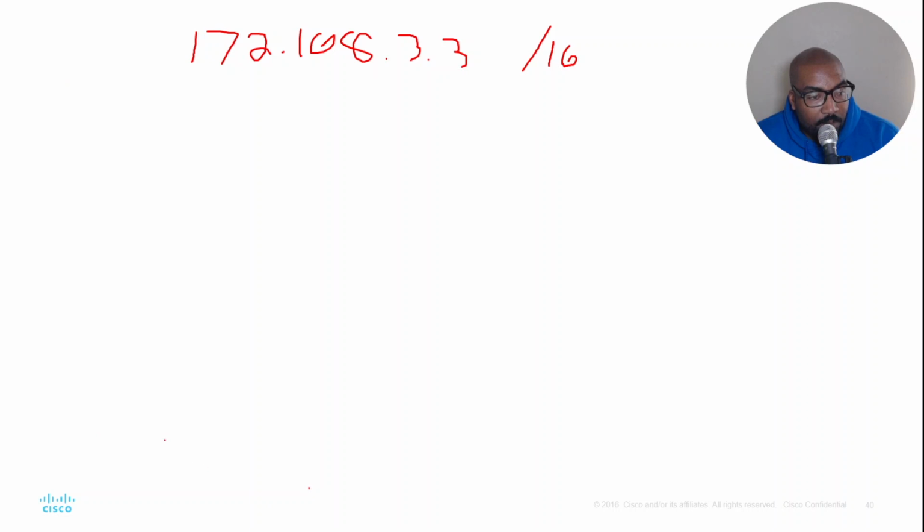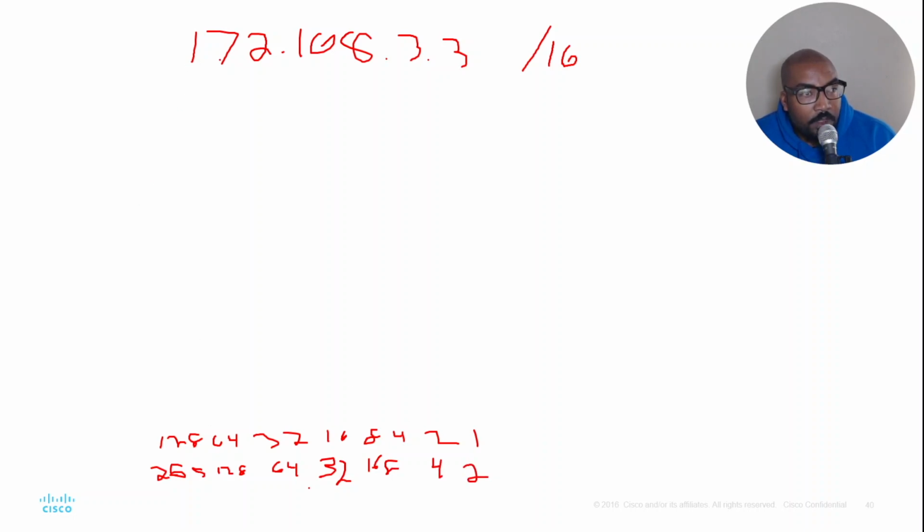I'm going to draw out my numbers again. We're going to go 128, 64, 32, 16, 8, 4, 2, and 1. So we have 1, 2, 3, 4, 5, 6, 7, 8, right? And then we're going to put the powers of 2 right underneath that. 255, 128, 64, 32, 16, 8, 4, and 2. Okay? So we got that.